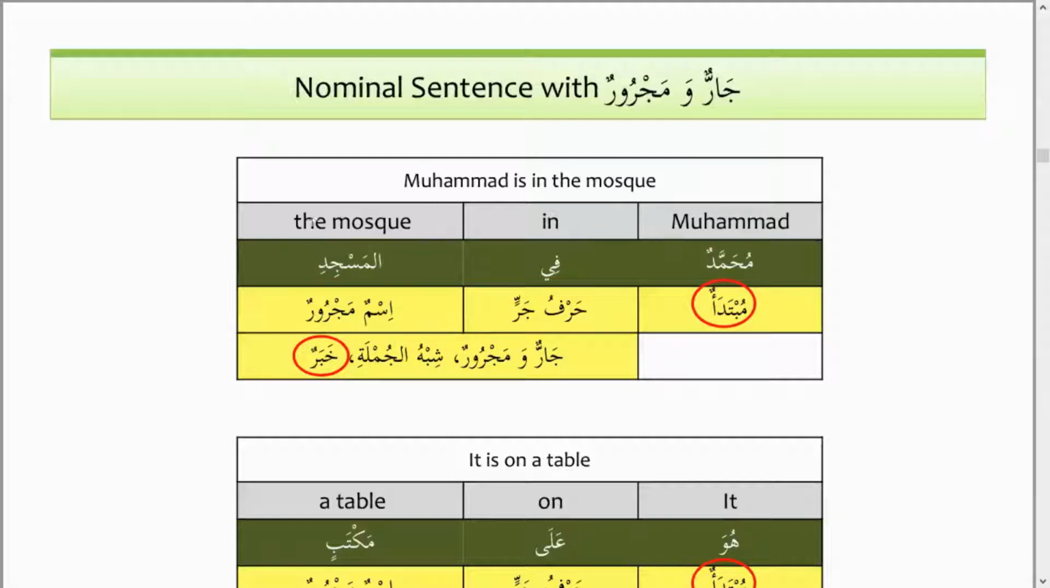So anytime you have a nominal sentence, we should try to search for the subject, mubtada, and these both come as the khabar. Mubtada and khabar. Right? This is how we try to analyze, inshallah. Analyzing the grammar will take time. It won't come in one day, inshallah. But try to find out where is the mubtada and where is the khabar. These two words form the khabar. That's why this is separate, and they both combining, it becomes jarun majrurun shibul jumla khabar, inshallah.